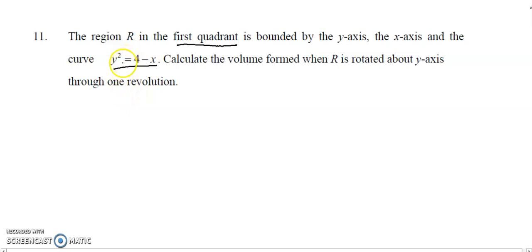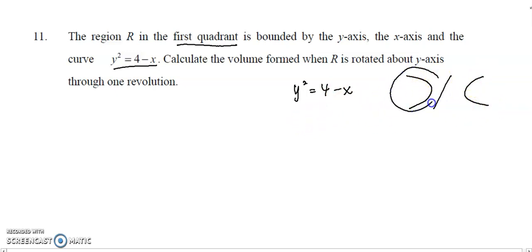Alright, so now we have the curve y squared equals 4 minus x. We need to sketch this curve. So how to sketch this curve? I know that the curve is a parabolic shape, either open to the left or open to the right. What I can do is just look at the sign over here. If the x has a negative sign, then it will be open to the left, and if it is positive, then it will be open to the right. So I know that the shape should be in this shape.